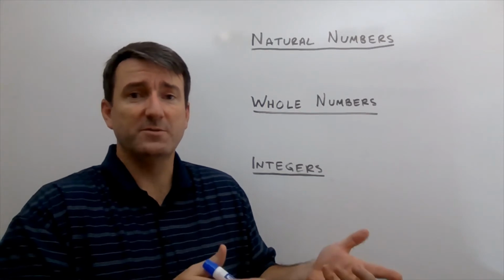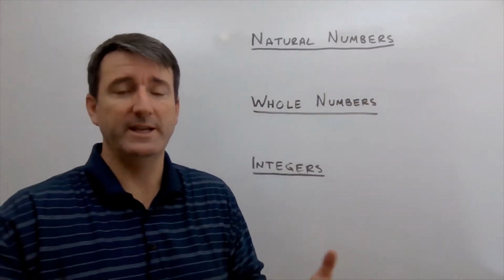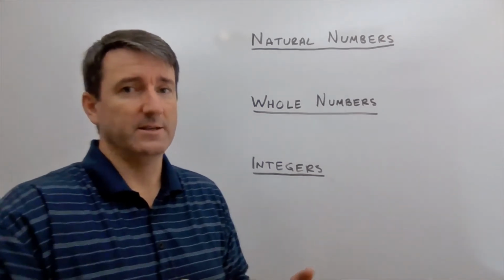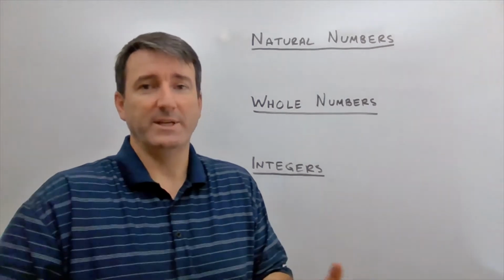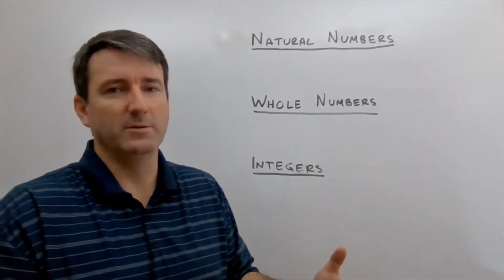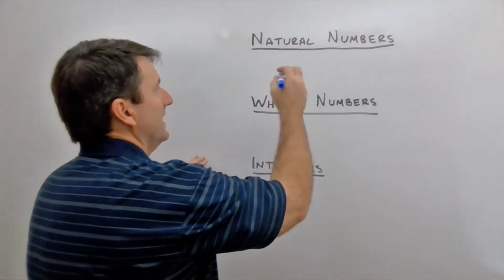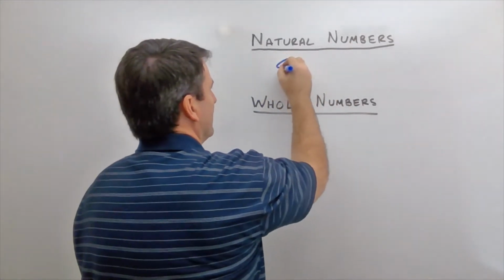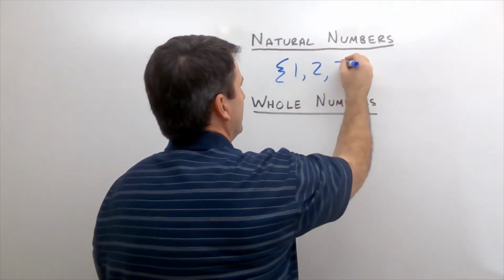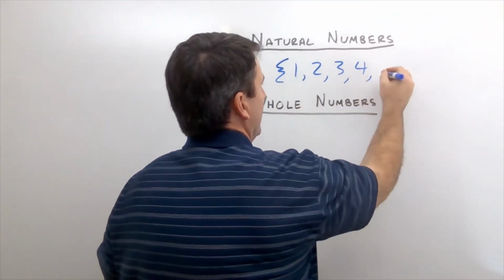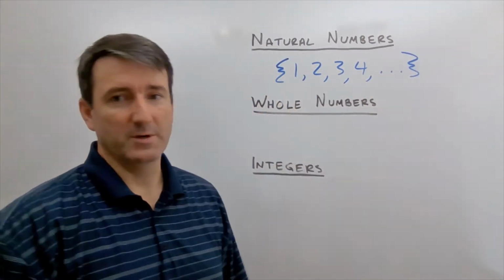All right, so these first 3 sets can be defined by simply showing what numbers are in each set using set notation. So starting with the natural numbers, also known as the counting numbers. They're the first numbers that you learn when you start learning math, you start learning to count things. And so this set starts with 1, and then 2, 3, 4, and goes on to infinity. So those are the natural numbers.